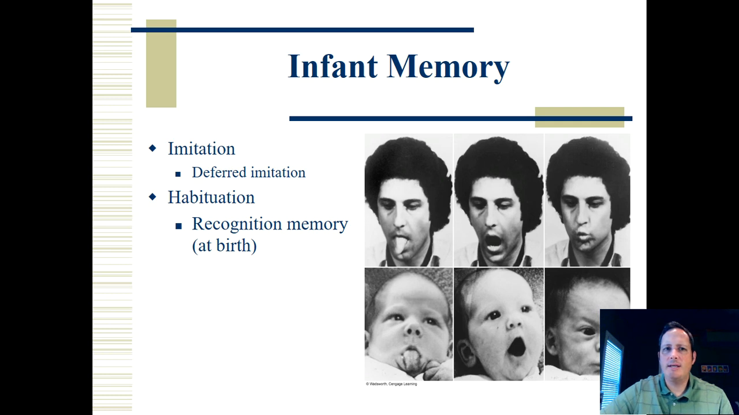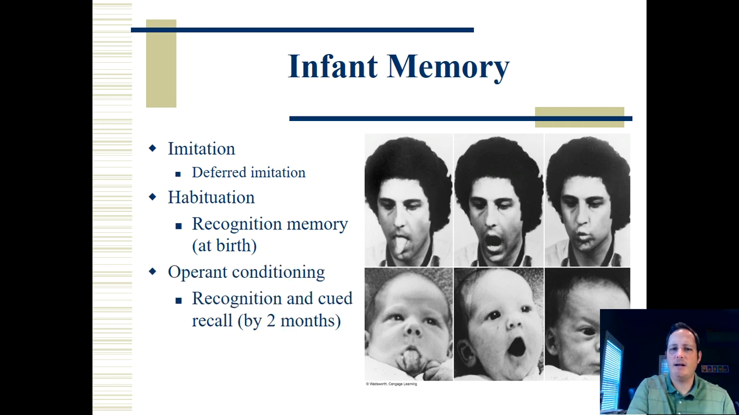You also can see that the infants are able to engage in operant conditioning. So in operant conditioning, remember, are just reinforcers and punishers. So reinforcers, it's more likely somebody will do something again, and punishers are to reduce the likelihood. So what you can see is that newborns are capable of recognition memory right away, but things like cued recall take a little bit longer.